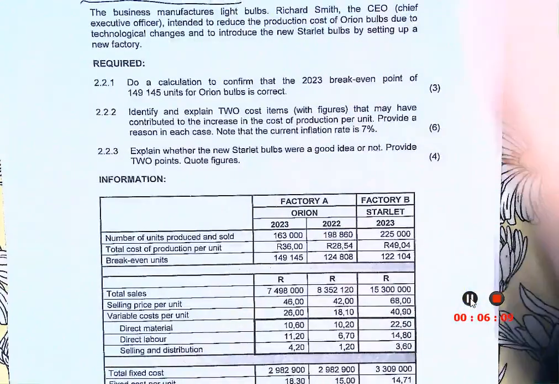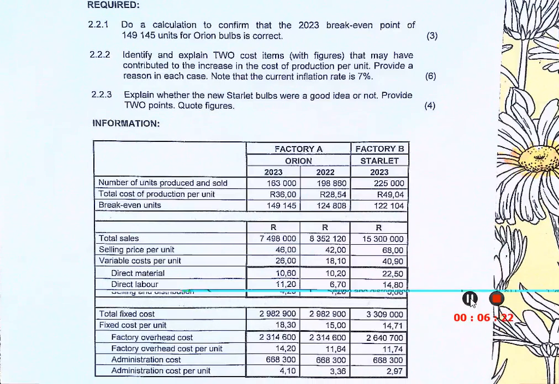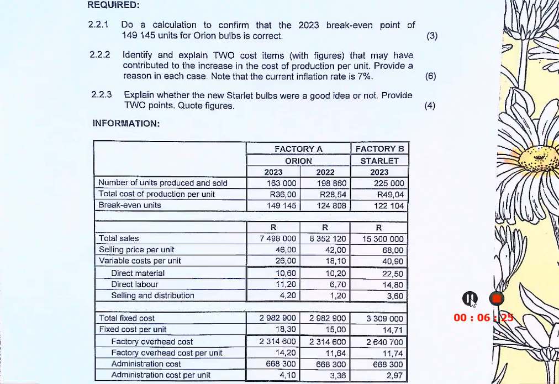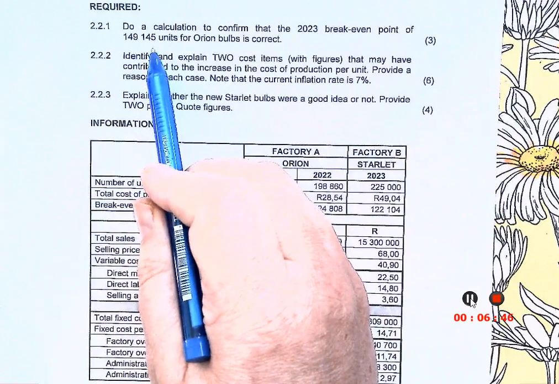Okay, now let's have a look. Question 1. Do a calculation to confirm that the 2023 break-even point is so many units. They like to give it like that because in the next sentence, most probably, they're going to ask me to comment on the break-even point. And so, if I have the correct break-even point, it's easier for us to mark, because if they didn't give me the break-even point, I would have to mark according to your answer. So, this is the newest way. They love asking that.